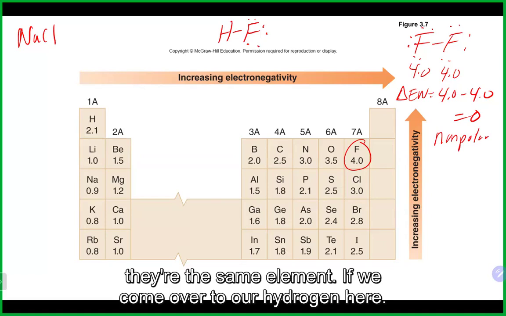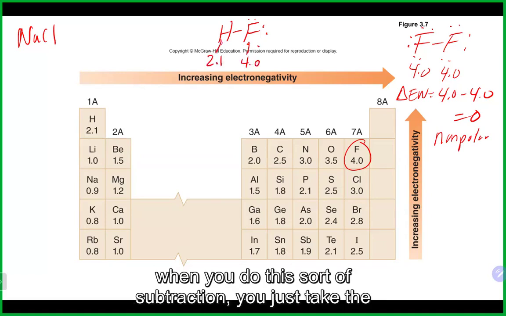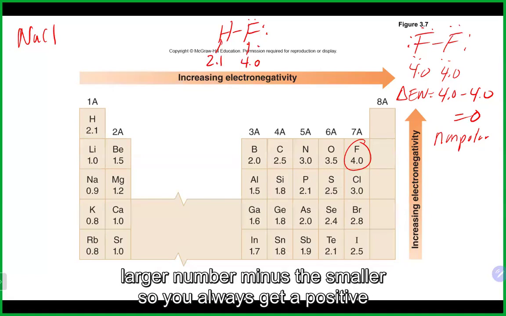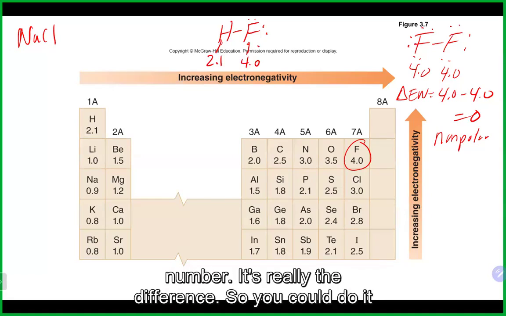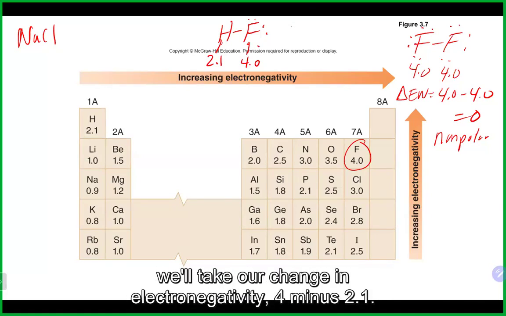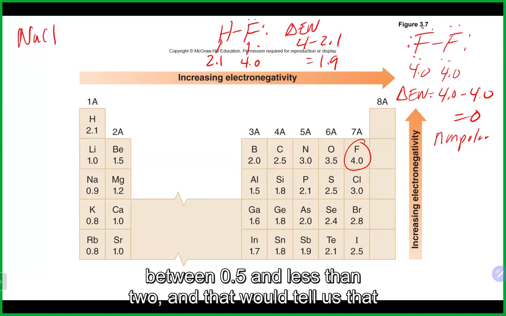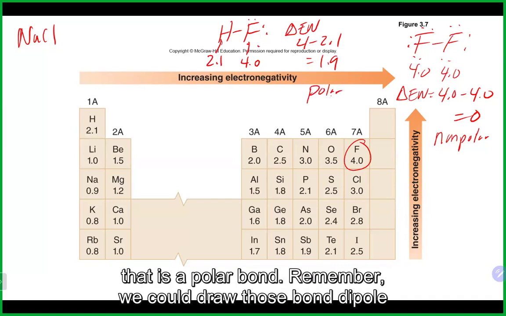If we come over to hydrogen, hydrogen is 2.1, fluorine is 4. By the way, when you do this subtraction, you just take the larger number minus the smaller, so you always get a positive number. It's really the difference, so you could do it either way, but do it so you get a positive number. So we take our change in electronegativity, 4 minus 2.1, which is 1.9 in this case. 1.9 puts us between 0.5 and less than 2, and that tells us it is a polar bond.